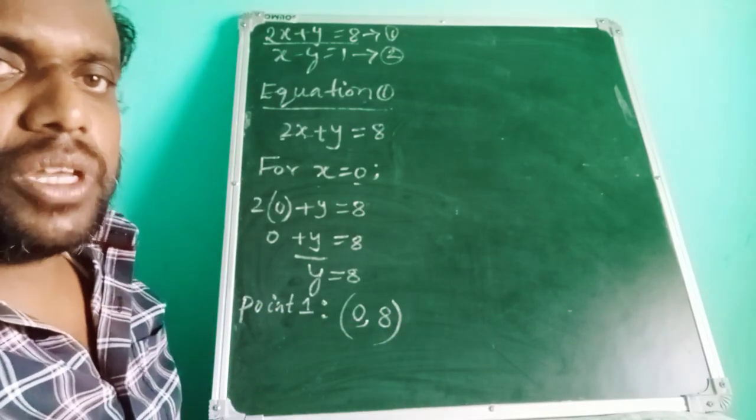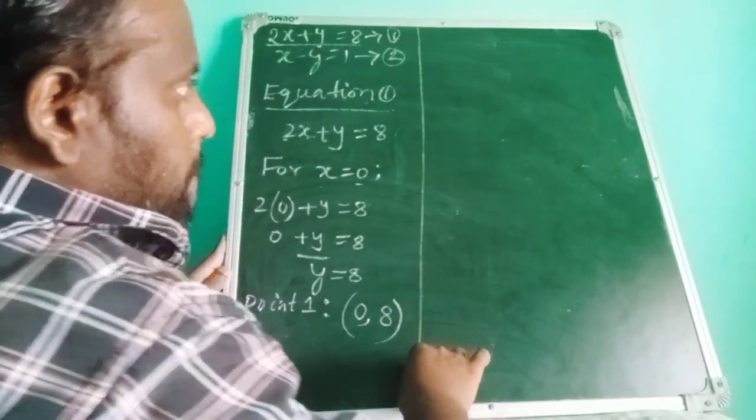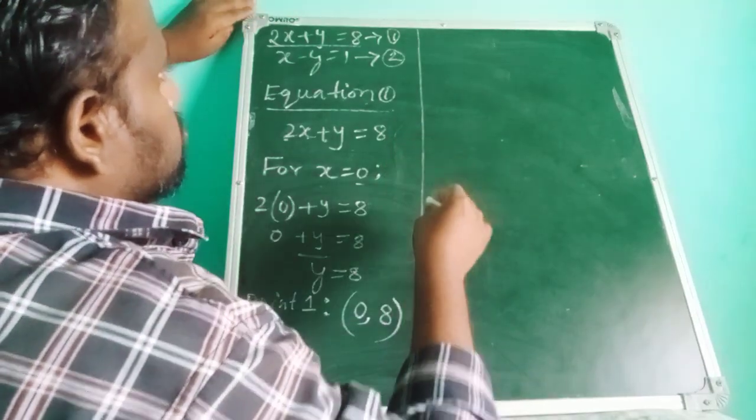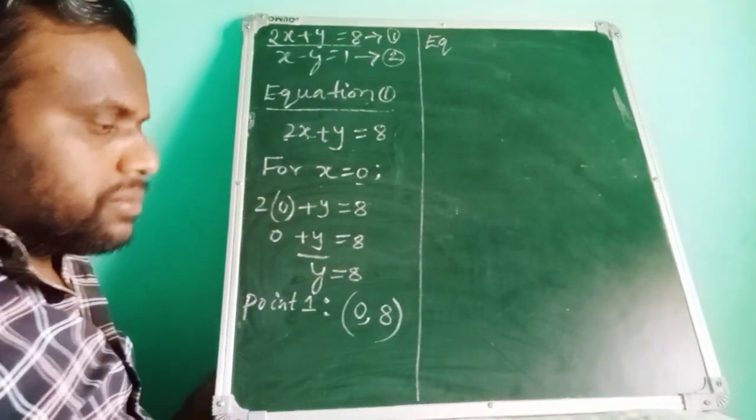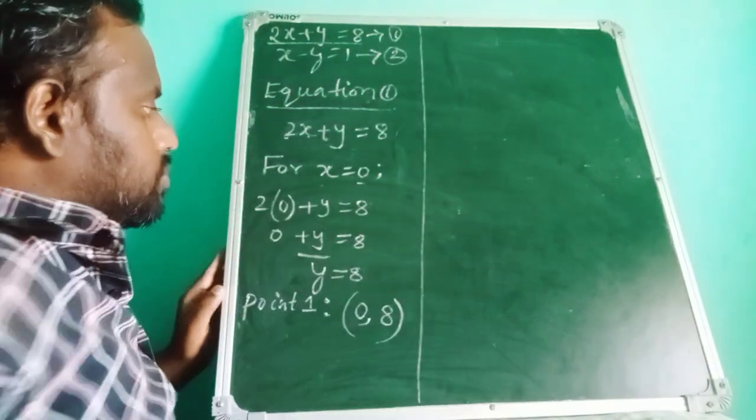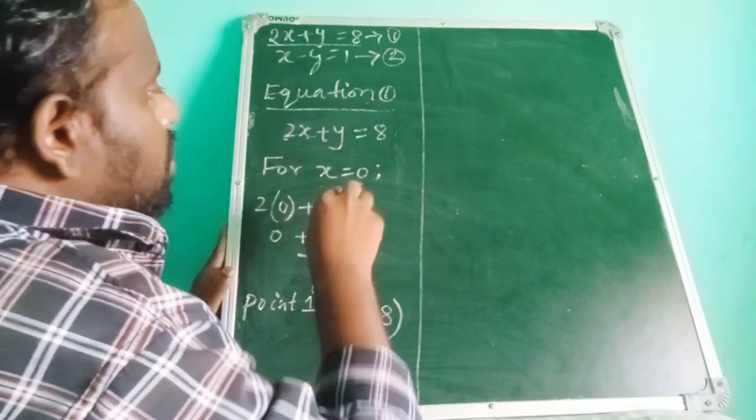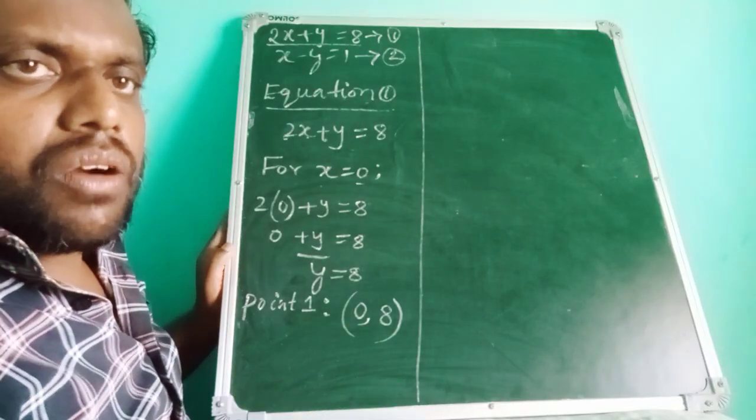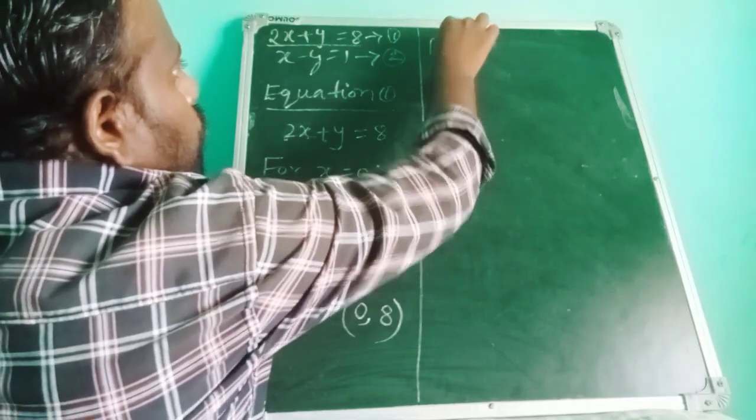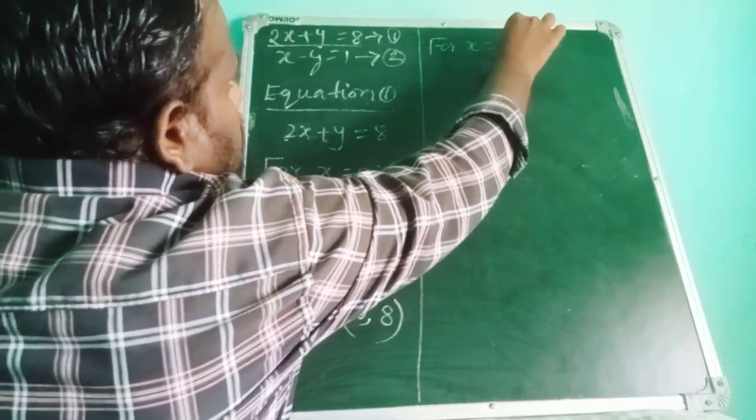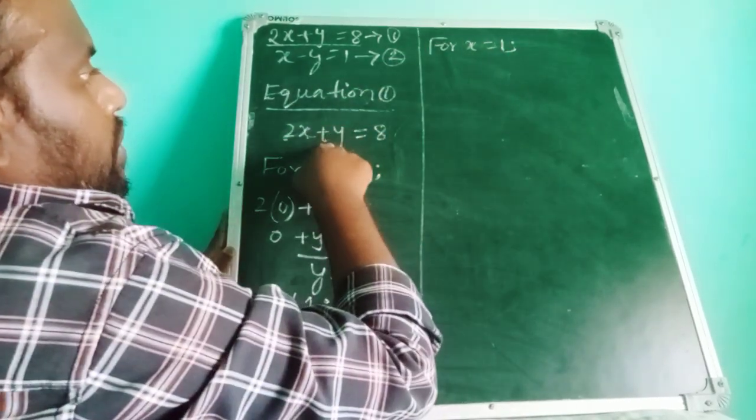So I said we need minimum 2 points to draw a line. So we will find another point. For the same equation 1 only I am continuing. X is equal to 0 I took. You take any other value. Any value you take for x. So this time I will take x is equal to 1. Now substitute this x is equal to 1 in this equation.